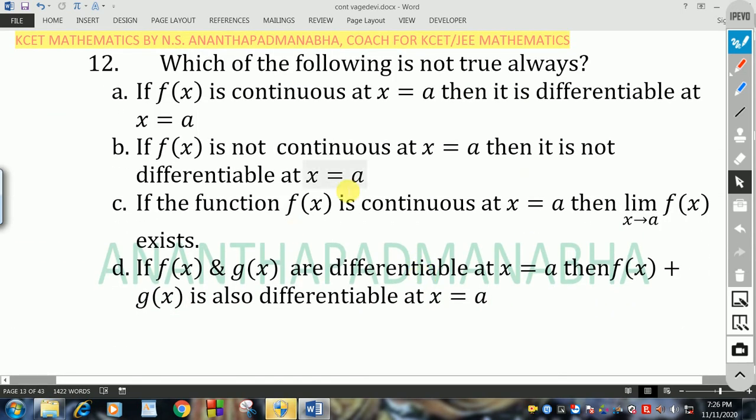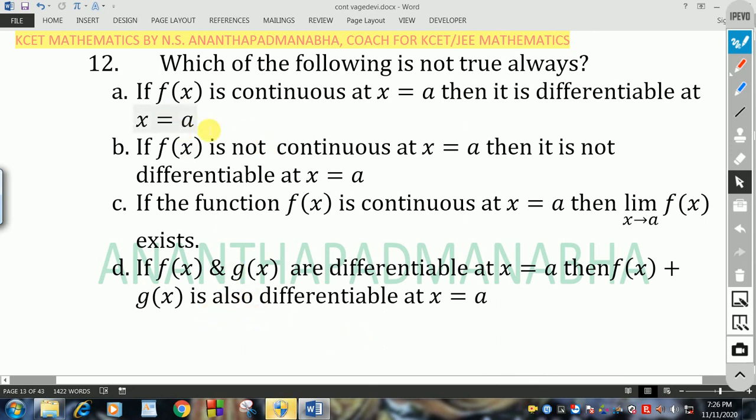Which of the following is not true always? So you can read the options carefully. If f of x is continuous at x equals a, then it is differentiable at x equals a. If f of x is not continuous at x equals a, then it is not differentiable at x equals a. If the function f of x is continuous at x equals a, then limit of f of x as x tends to a exists. If f of x and g of x are differentiable at x equals a, then f of x plus g of x is also differentiable.